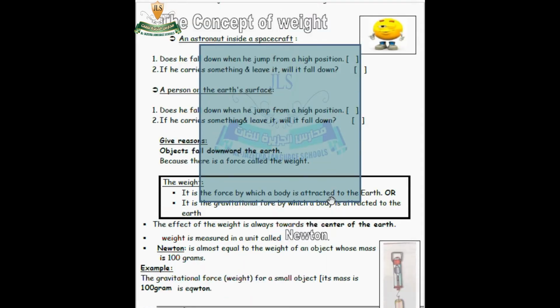What is the measuring unit of the weight? The measuring unit of the weight is called Newton. Newton is the measuring unit of the weight. A Newton is almost equal to the weight of an object whose mass equals 100 grams.